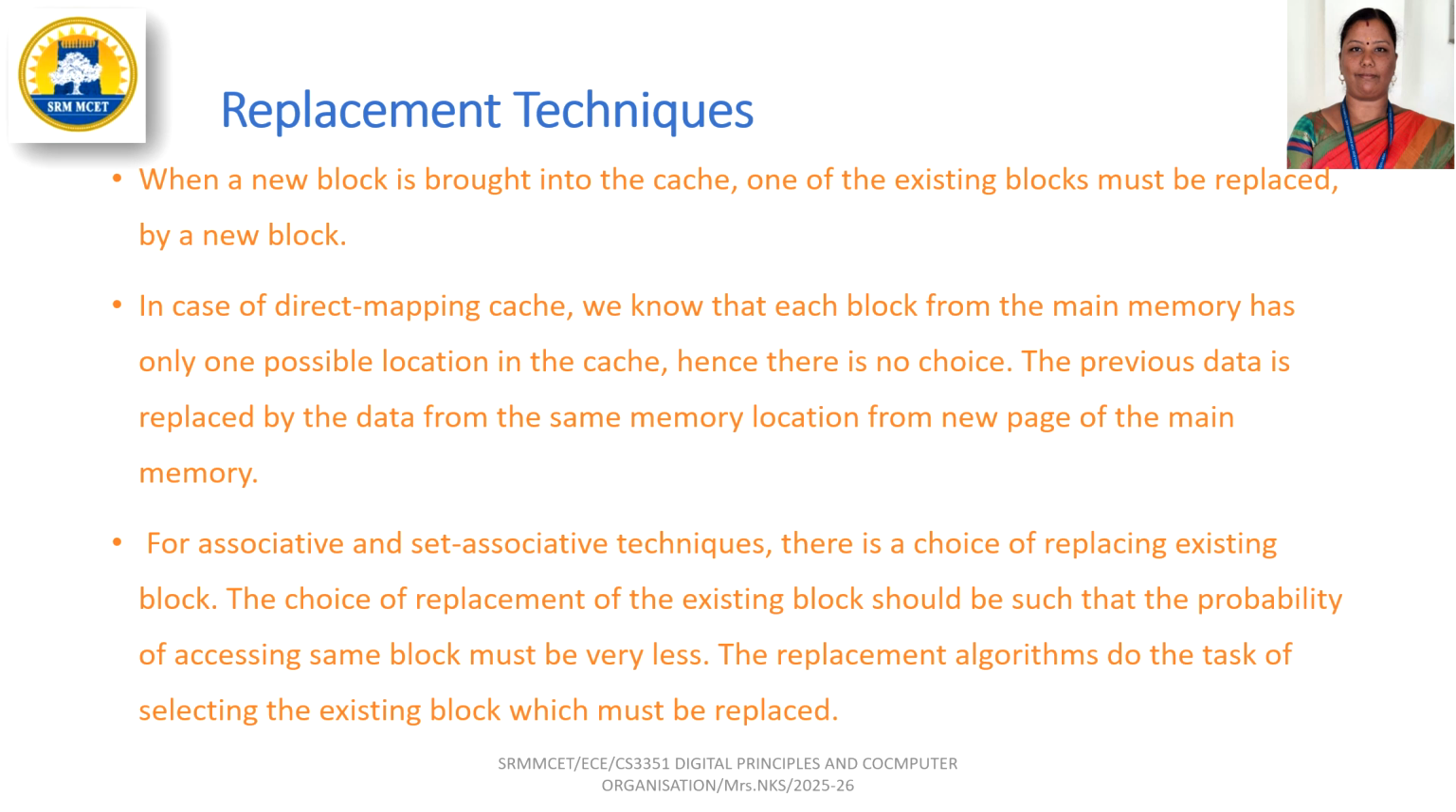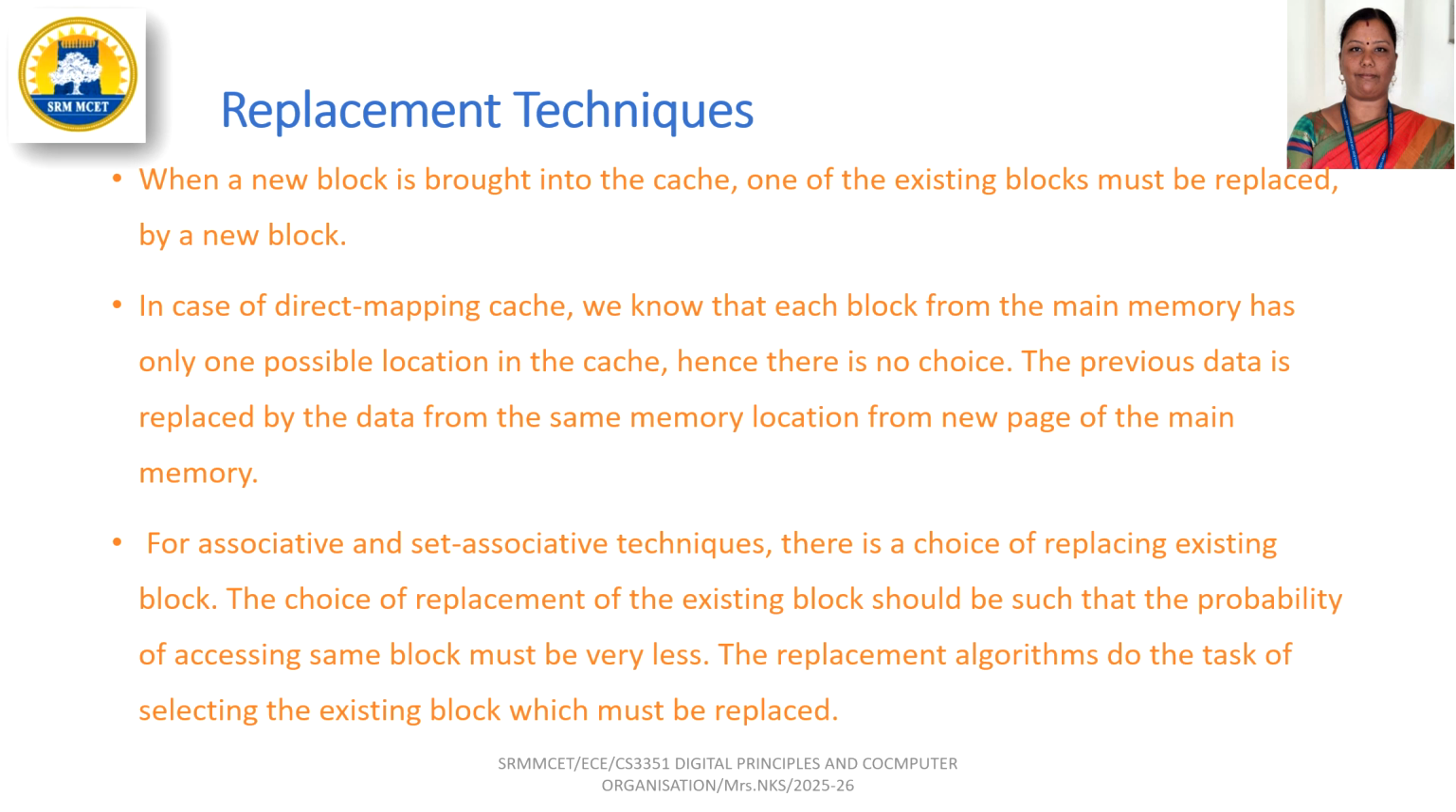So what are the replacement techniques? We will be discussing them next. When a new block is brought into the cache, one of the existing blocks has to be replaced. In the case of a direct mapping cache, we know that each block from the main memory has only one possible location in the cache, so there is no choice. The previous data is replaced by data from the same memory location from a new page of the main memory.